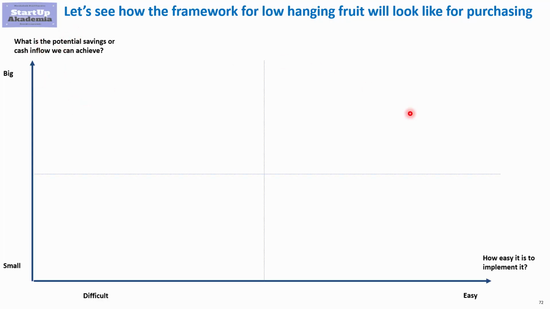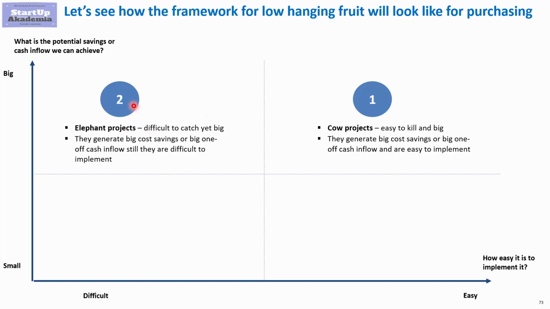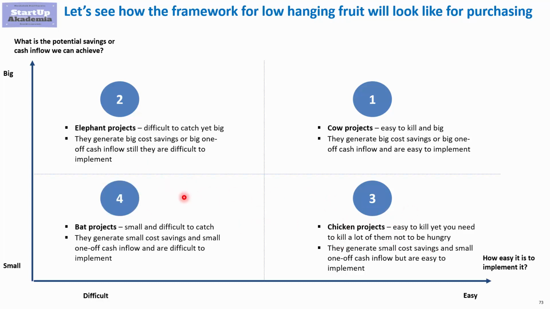And let's see how this would look like. So the first group, which is easy and generates big potential savings or big cash inflow, we call cow projects. Then we have elephant projects, and they are difficult but can generate big potential savings or big cash inflow. Similar to cost reduction, we've got chickens, so easy and generating small impact, and obviously bat projects, which are difficult and small.